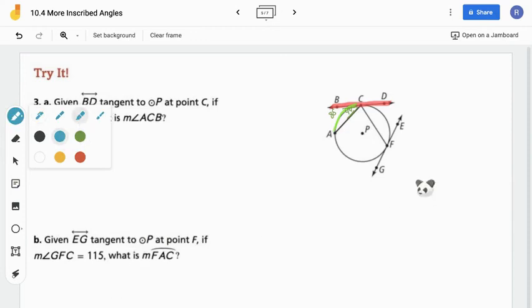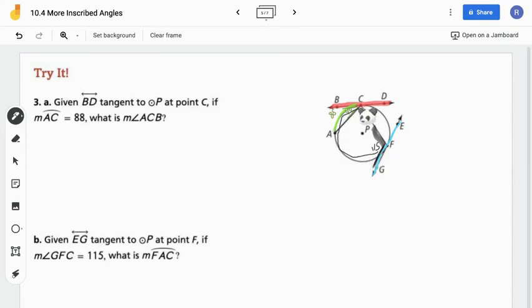Okay, hopefully you tried this one on your own. This time we're looking at this tangent here. And we are told that GFC, so this angle, is 115. And if that's 115, it means that this arc that goes from that tangent all the way to the other side of the chord has to be twice as much, so it will be 230. Okay, so the angle is always half of the arc.